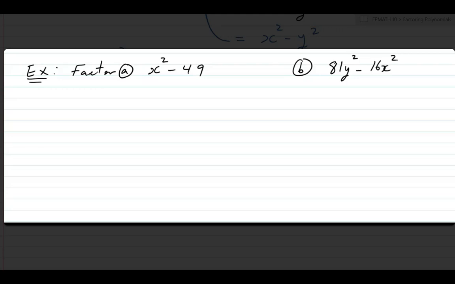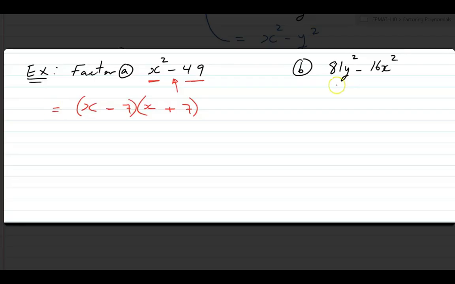Let's see what happens. First we have to make sure that both of them are perfect squares. X squared is a perfect square and 49 is a perfect square, and there is a negative in the middle, so that's a difference of squares, and then we can use this factoring pattern. So you open up two brackets, both of them will have an x in there. We'll have a 7 and 7 because the square root of 49 is 7, or 7 times 7 is 49, and then the first one is negative, the second one is positive, or vice versa, by the way. It doesn't matter. You can start with the positive and then put the negative in the second bracket, but that is it.